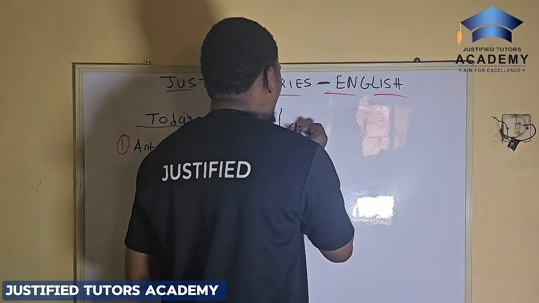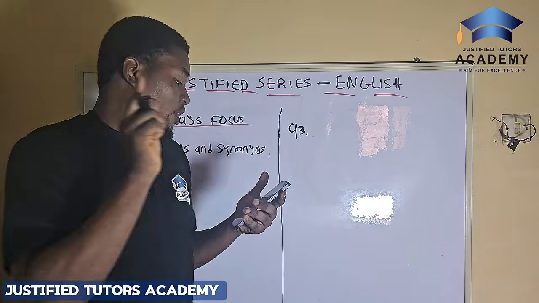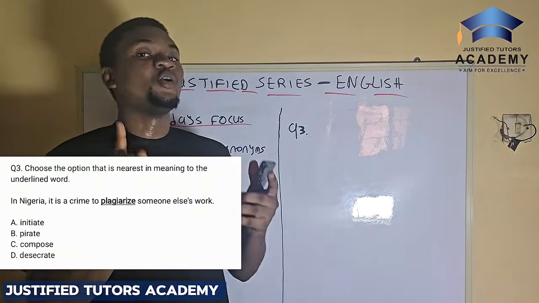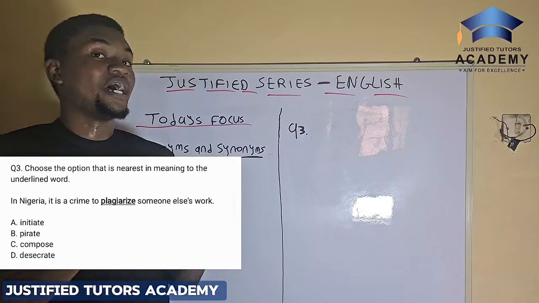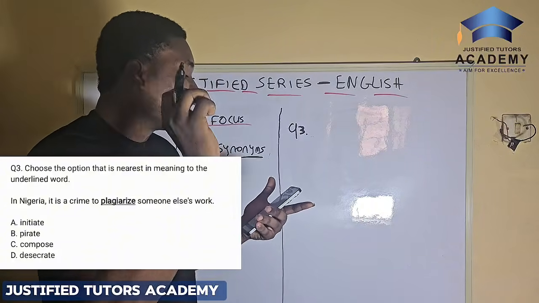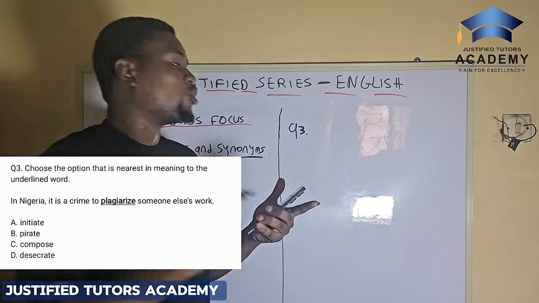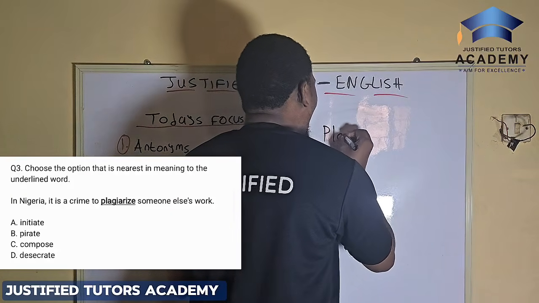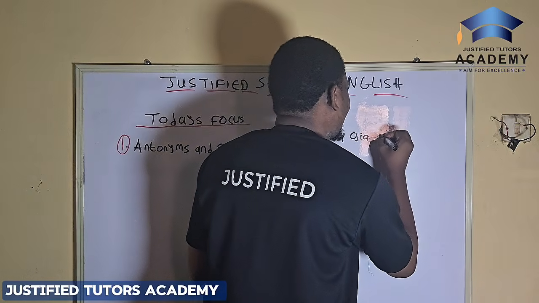Question 3. I'll read the question for you, and also it will be displayed on your screen as well. Now follow me. Choose the option that is nearest in meaning to the underlined word. So right now we are not dealing with antonyms; we are dealing with synonyms. Question 3 is a synonym question. And it says, in Nigeria, it is a crime to plagiarize someone else's work. The underlined word is plagiarize.